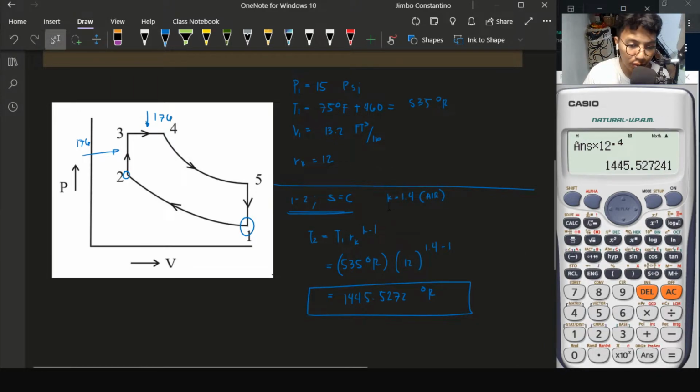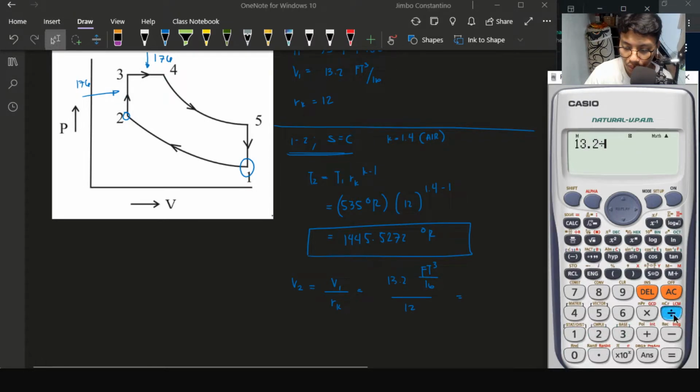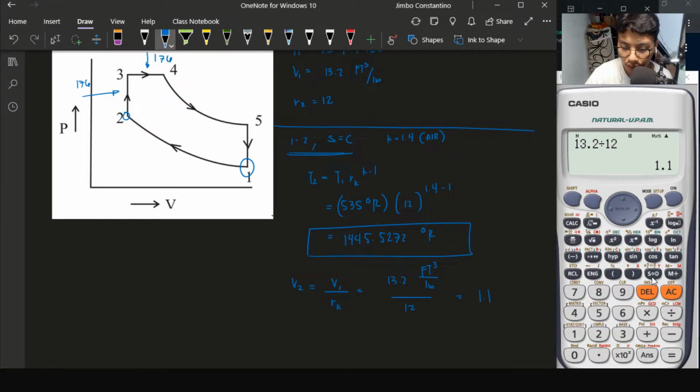How about P2? Kunin ko na muna si V2. Diba meron tayong RK? So, V2 is equal to V1 divided by RK. So, 13.2 cubic feet per pound divided by 12. The answer is 1.1 cubic foot per pound.